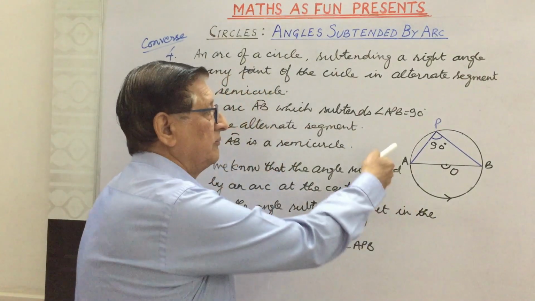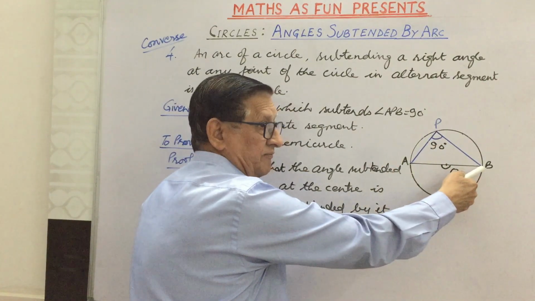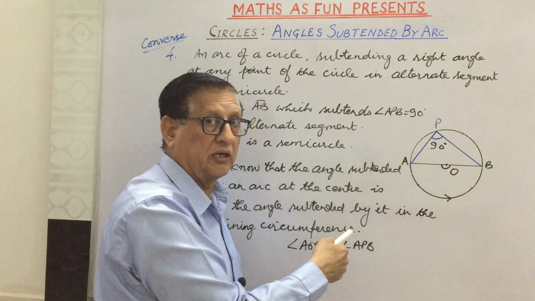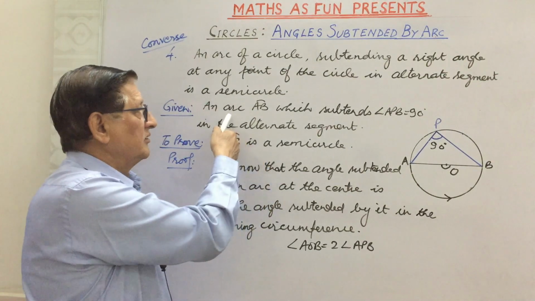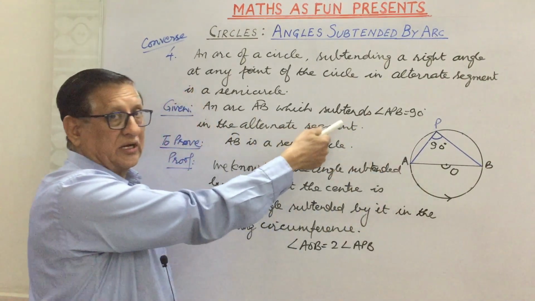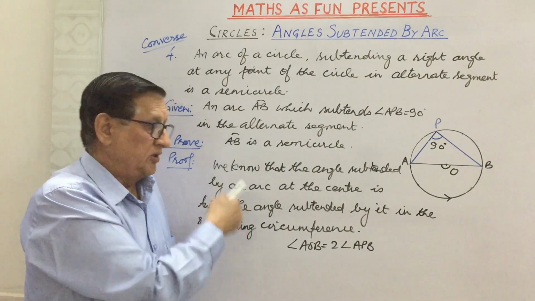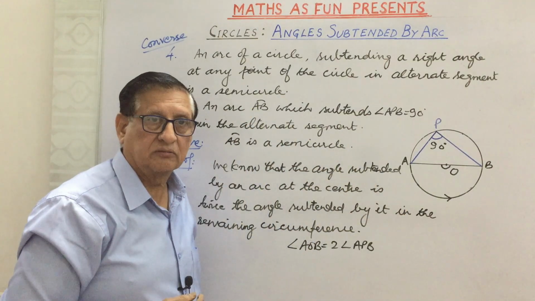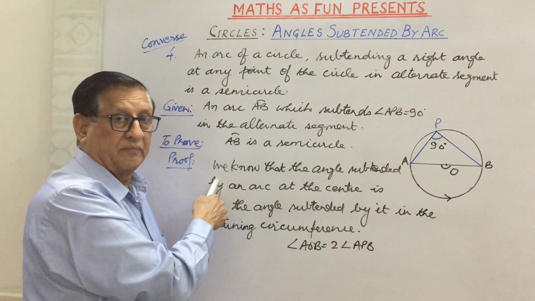For this we draw a diagram in which we have been given an arc AB which is subtending an angle APB that is equal to 90 degree in the alternate segment. So what is given? An arc AB which subtends angle APB equal to 90 degree in the alternate segment. What we have to prove? To prove that arc AB is a semicircle. There is no construction required, so we go to the proof directly.